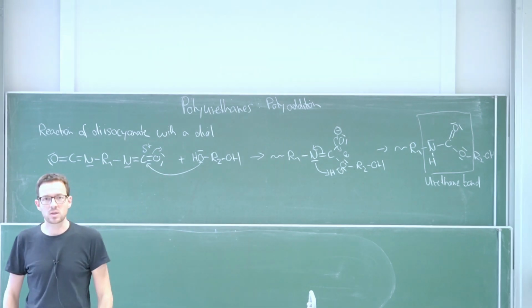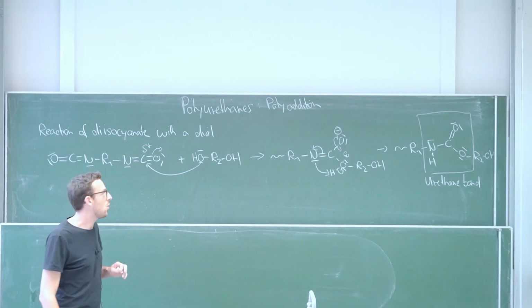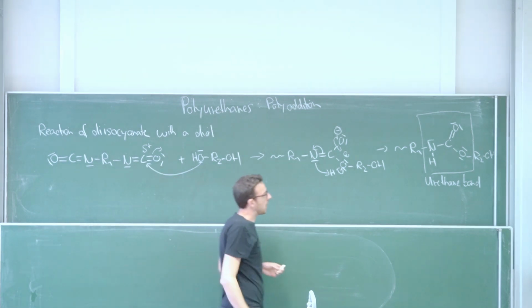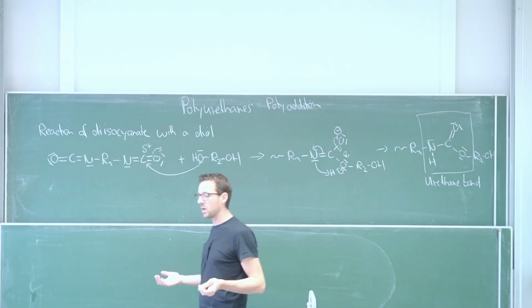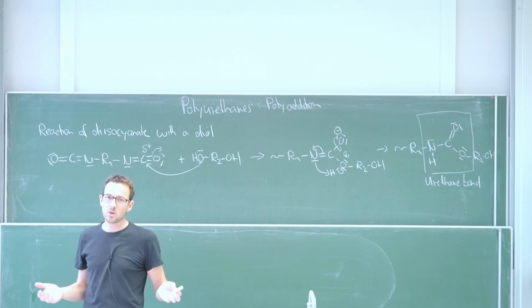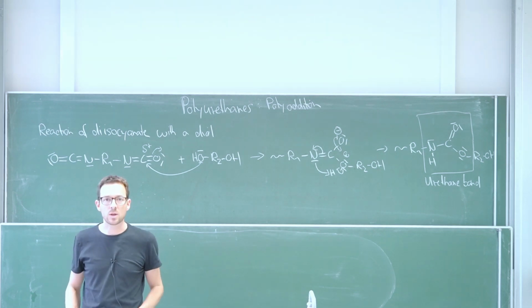Either it's energetically more stable, then it will follow the reaction path, or not. Okay, so this is how we can form polyurethanes. And now the next question is, how can we now control whether we make a mattress or a helmet?